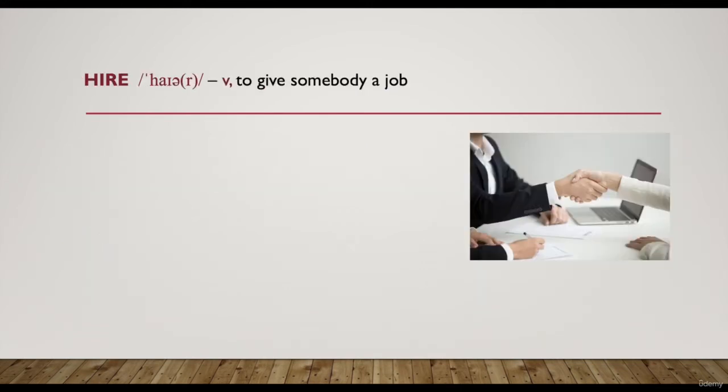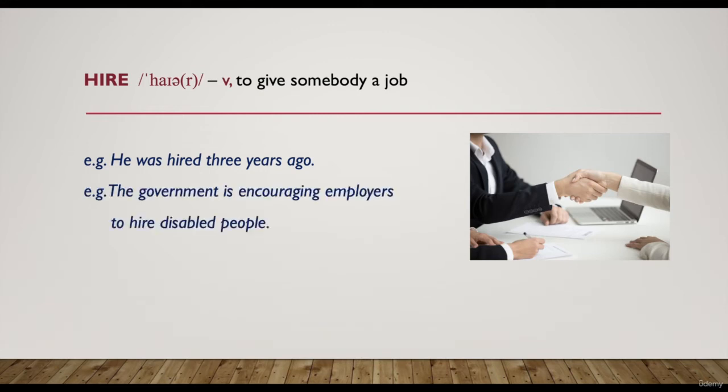The next word is hire. To hire is a verb and it means to give somebody a job. For example, he was hired 3 years ago. It means he got a job. He was given a job 3 years ago. The government is encouraging employers to hire disabled people. So the government is trying to help employers to give jobs to disabled people. So they want employers to give jobs to disabled people.